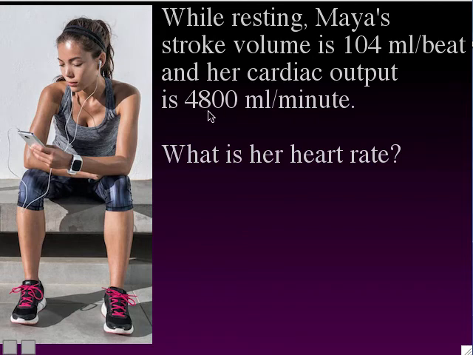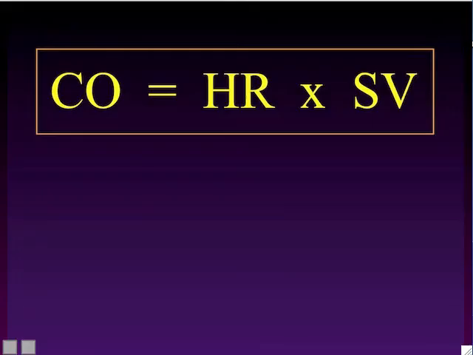Let's say 4,800, and I'm going to ask you, calculate her heart rate. What is her heart rate given that her stroke volume is 104 milliliters per beat and her cardiac output is 4,800 milliliters per minute? Well, so I've given you this equation, but there's a slight problem here. This equation is for finding the cardiac output when I give you the heart rate and the stroke volume. And that's not what you're doing in this problem. In this problem, you're trying to figure out the heart rate after I've given you stroke volume and cardiac output.